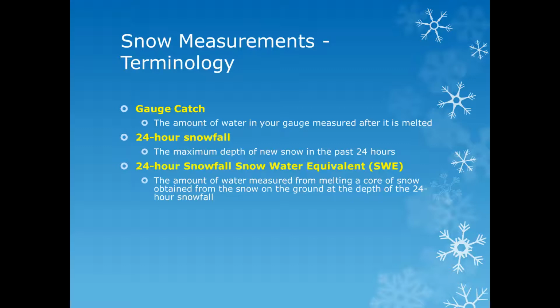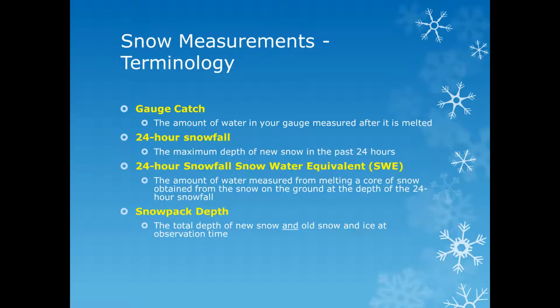Your 24-hour snowfall snow water equivalent, and this is sort of a new tag by putting the 24-hour on there. This is the amount of water measured from melting a core of snow obtained from the snow on the ground at the depth of your 24-hour snowfall. So if you measured 3.5 inches of snow on your snowboard, you would take a core from a spot on your board where it's 3.5 inches and melt and measure that and report that as your 24-hour SWE.